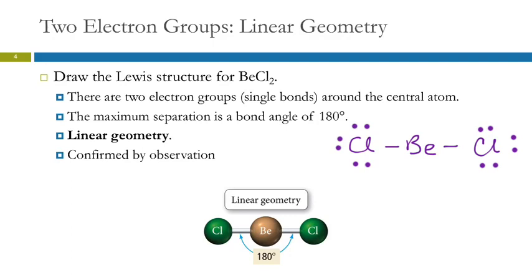This gives us a bond angle, and the bond angle is the angle between this bond and the other bond, and that bond angle is 180 degrees. So when you have two electron groups, you have a bond angle of 180 degrees, and when we look at the geometry, these make a line. So we decided to call that a linear geometry. We're not trying to be tricky here. Does this actually happen? Yes, this has been confirmed by observation. So that's two electron groups.